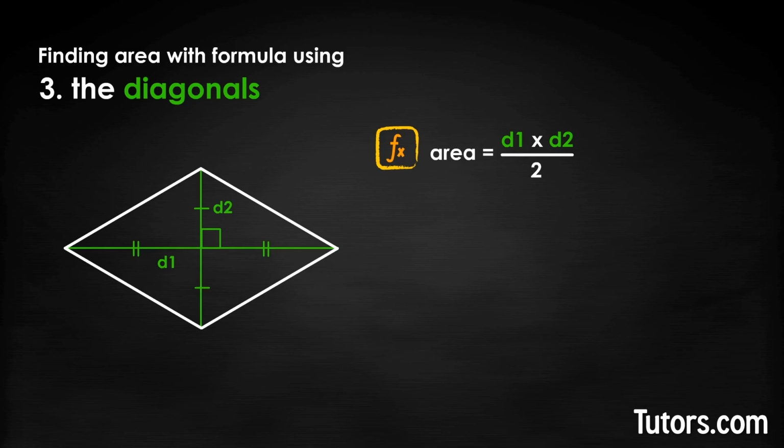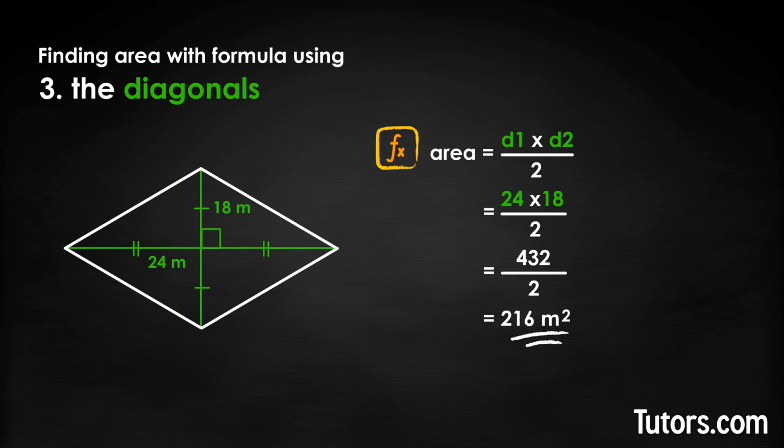For example, if our rhombus has diagonals measuring 24 and 18 meters in length, then to find the area of this rhombus, we would plug the numbers into our formula. Area equals 24 times 18 divided by 2. We start by multiplying the two diagonals. Area equals 432 divided by 2. Then we get our answer. Area equals 216 square meters.